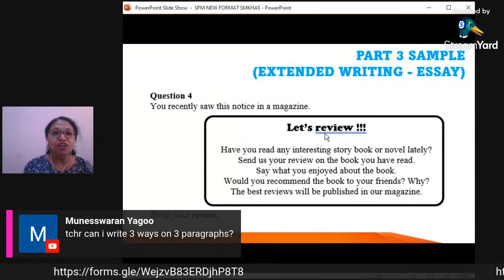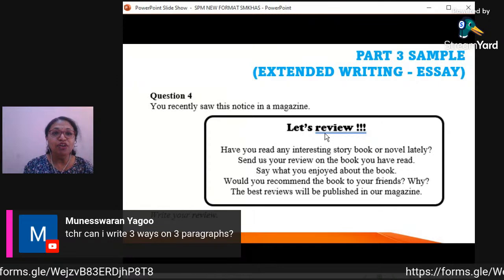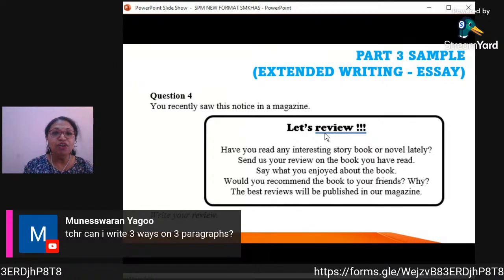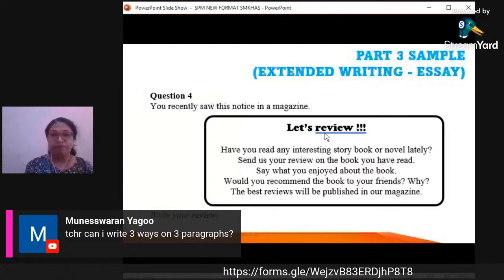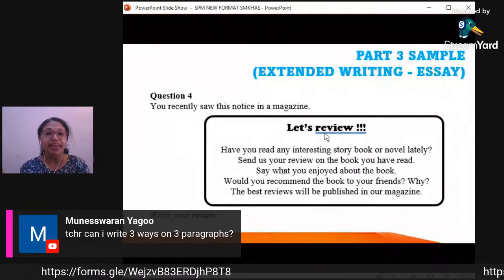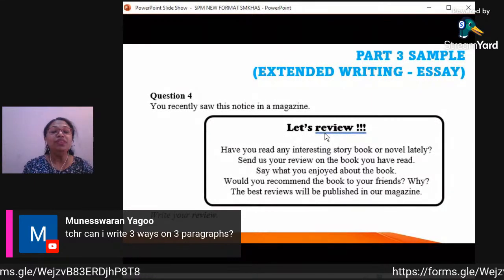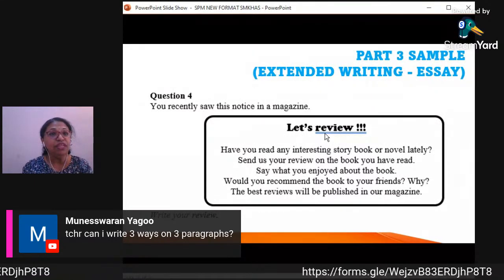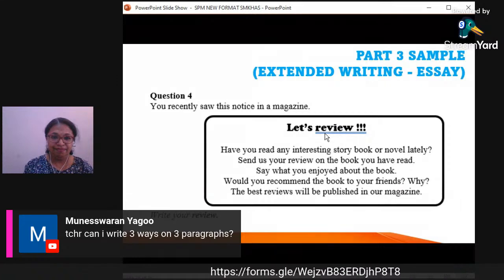Here, when you want to review the linker, the use of linker, I believe this book will be very handy for students to do their revision for the coming new format SPM exam. Okay, can you see that? So that's how you speak.